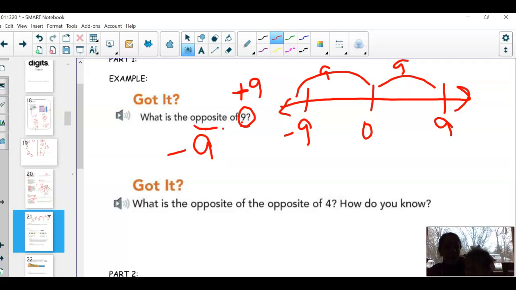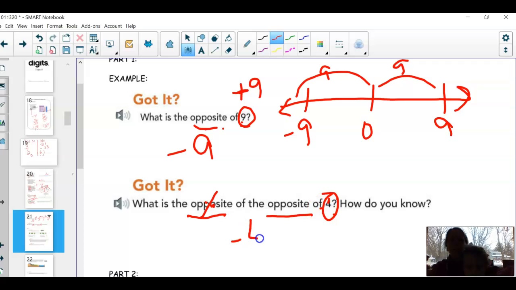So what would be the opposite of -9? Well, it would be +9. So if I want the opposite of a number, keep in mind I want the other way. Okay? Now let's try the second one. Be careful. It says, what is the opposite of the opposite of 4? Now I have 2 opposites. Ahora yo tengo 2 opuestos. Okay, so what is the opposite of the opposite of 4? Well, I'm going to start with this one. The opposite of 4. Opuesto de 4. Okay, so this would be -4.